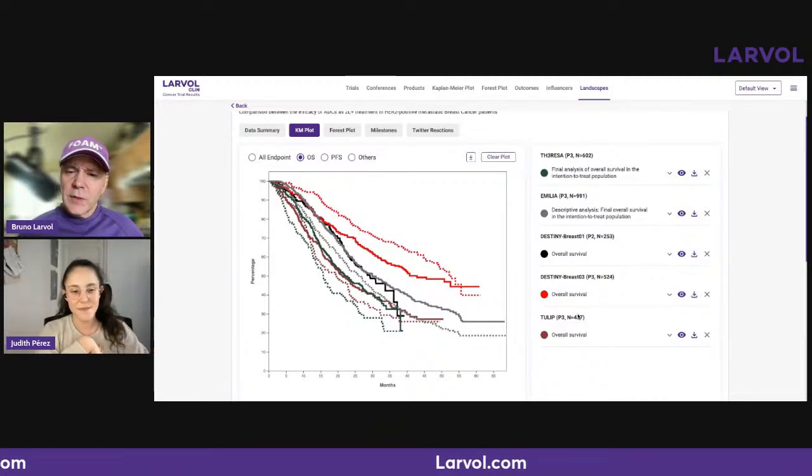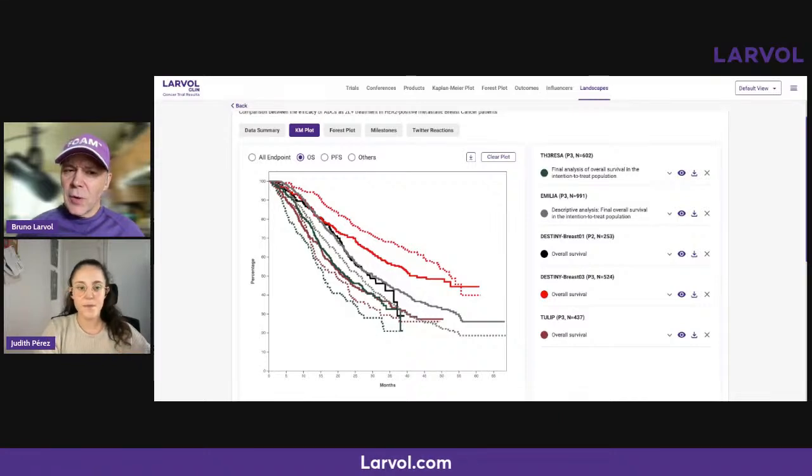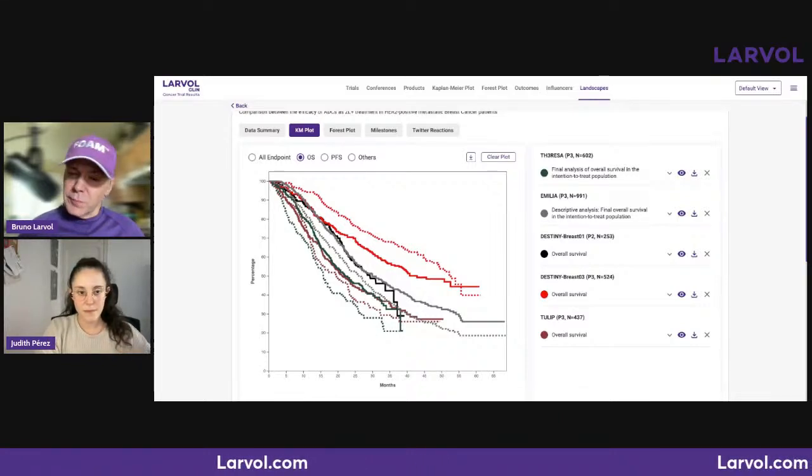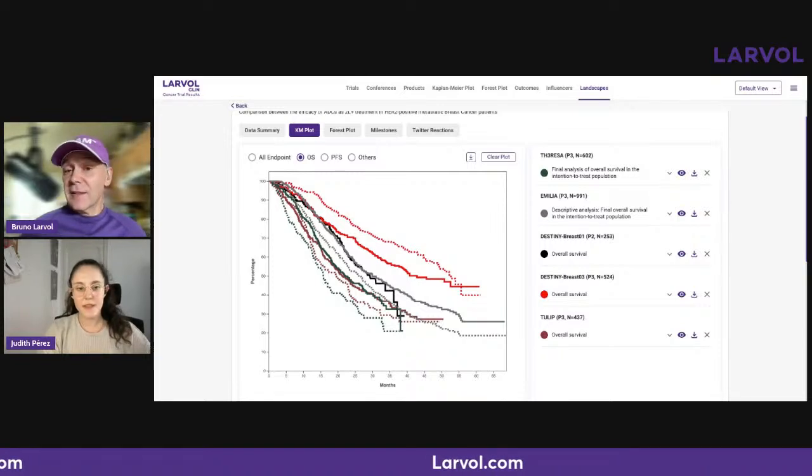So, yes. Judith, these Kaplan-Meier curves, are they for the main population, the intention to treat population, or are some for subgroups? And do you have flexibility in looking at, let's say, subgroups for these trials?